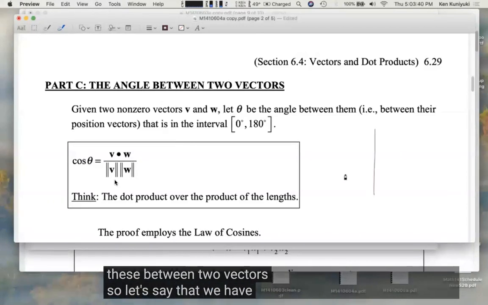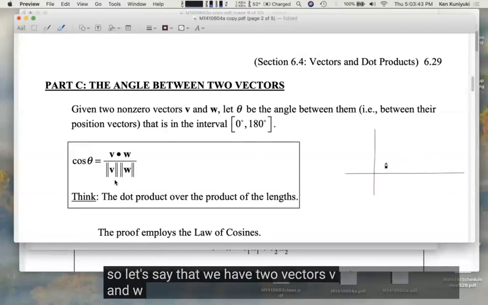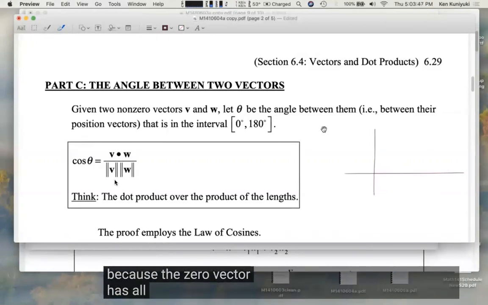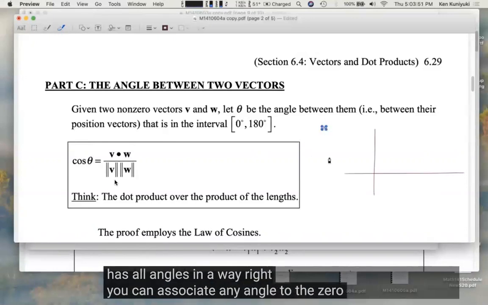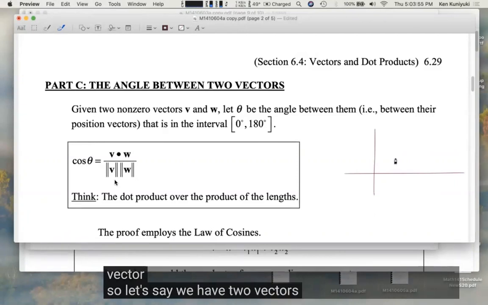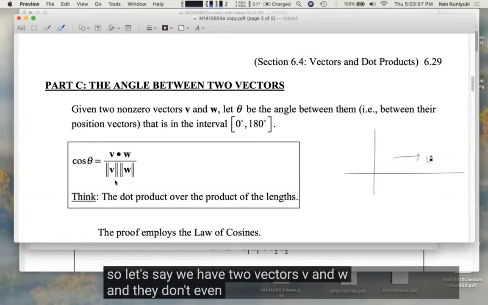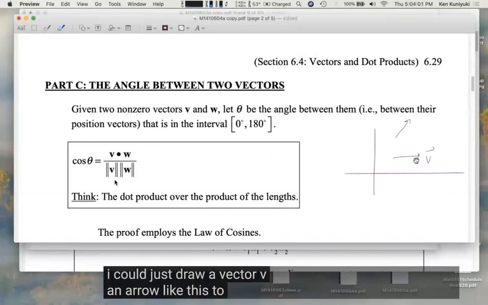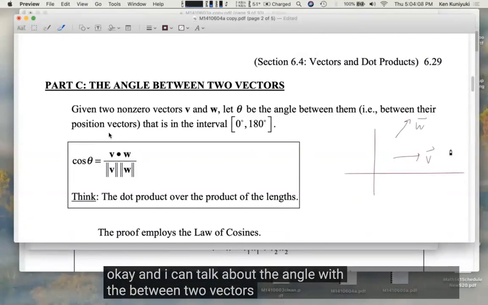So let's say that we have two vectors, V and W, neither one being the zero vector, because the zero vector has all angles in a way, right? You can associate any angle to the zero vector. Let's say we have two vectors, V and W, and they don't even have to be connected. I could just draw an arrow like this to represent V, an arrow here to represent W, and I can talk about the angle between two vectors.